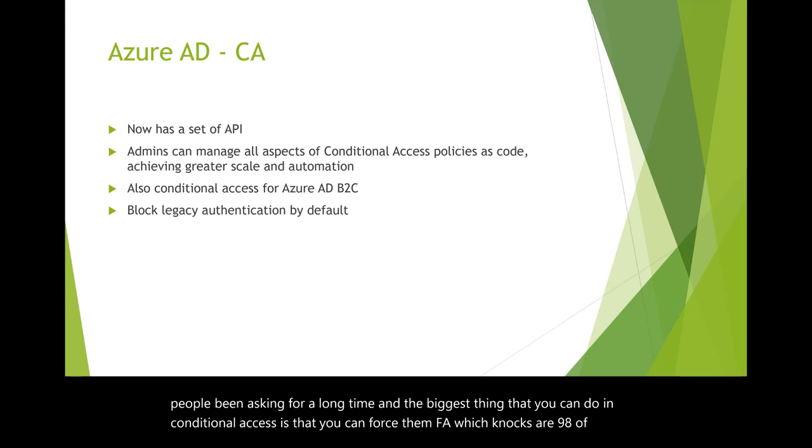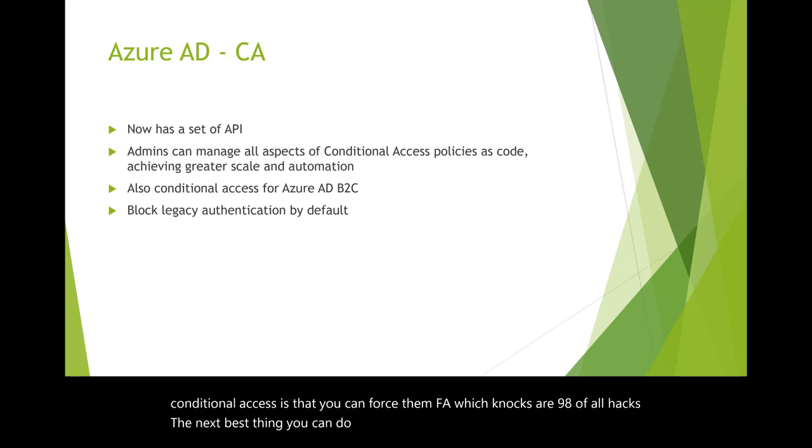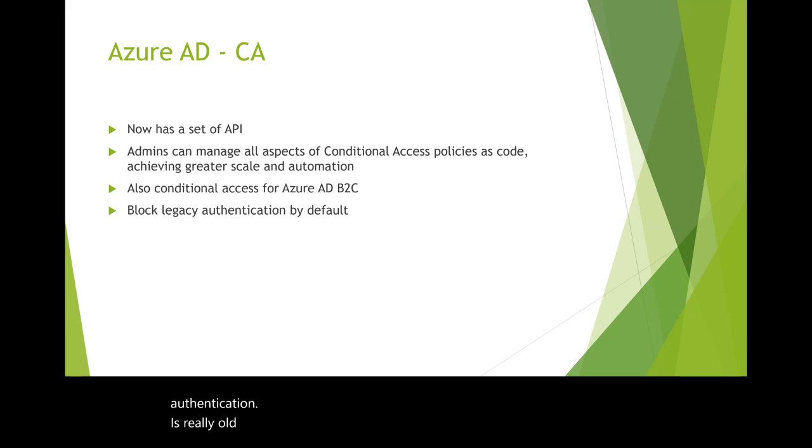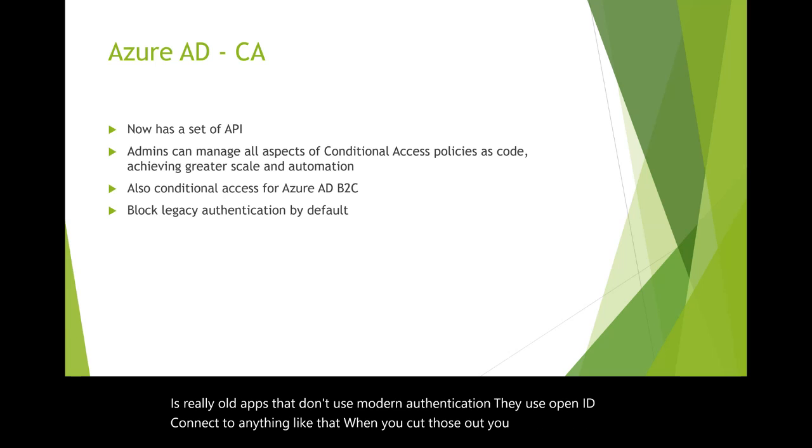The next best thing you can do is block legacy authentication. So legacy authentication is these really old apps that don't use modern authentication, they don't use OpenID Connect or anything like that. When you cut those out, you also cut down a lot of hacking.